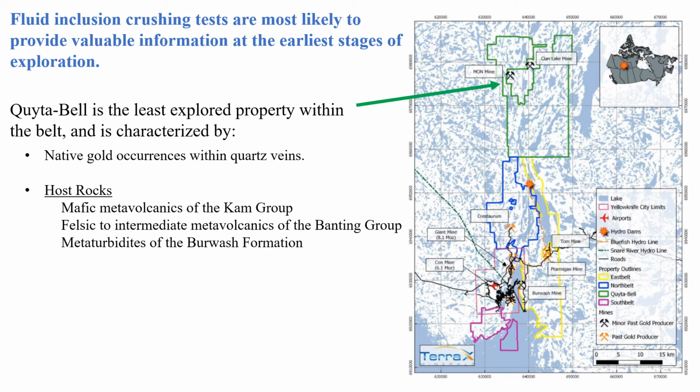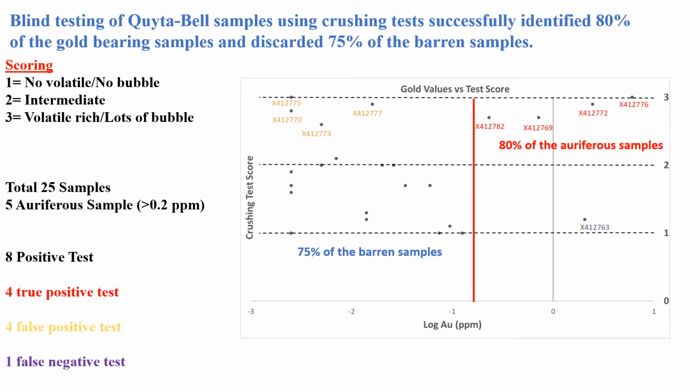We used this test on samples from the Kwyta-Bell property. This part of the belt is the least explored area, but the presence of gold is known from the historic Clan Lake and Mon mines. Mineralization can be characterized by native gold occurrences within quartz veins, and there is a variety in host rocks including mafic to felsic metavolcanics and metaturbidite rocks. We used this test on 25 samples prior to knowing their gold content.